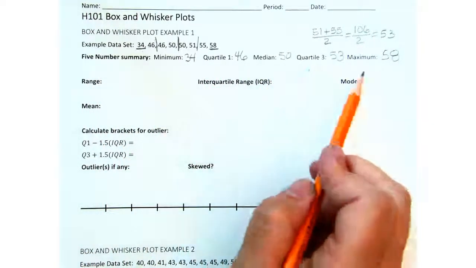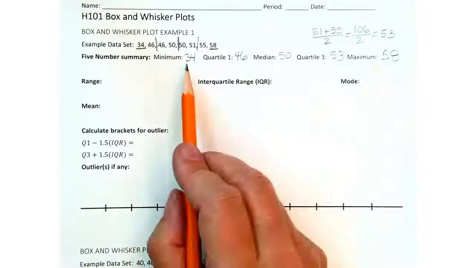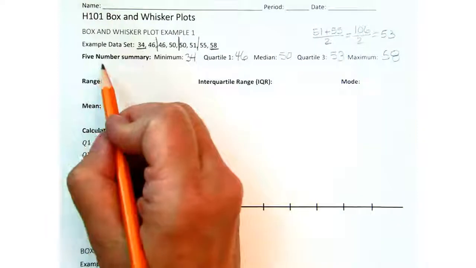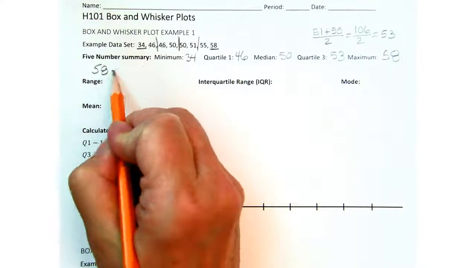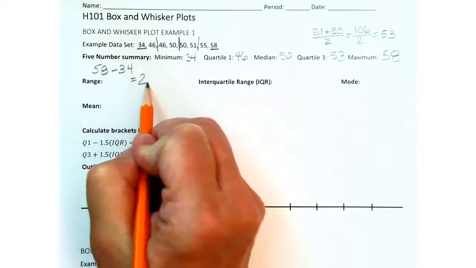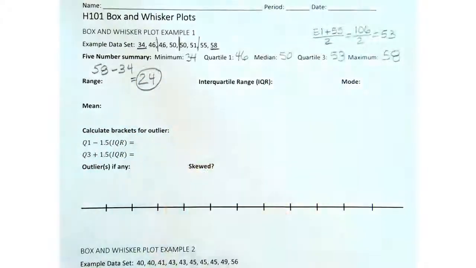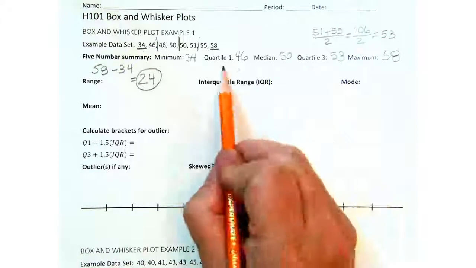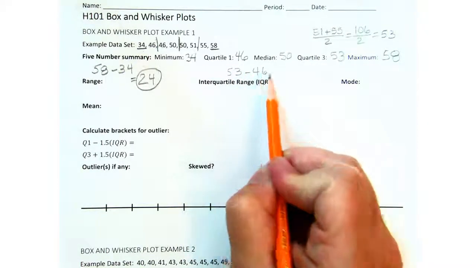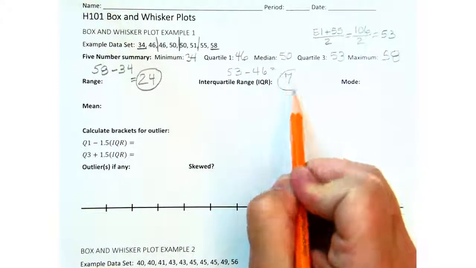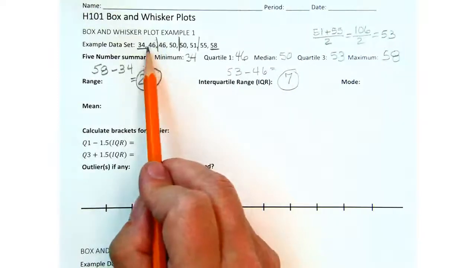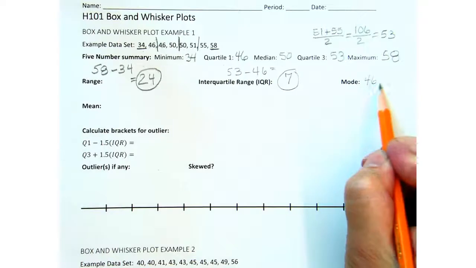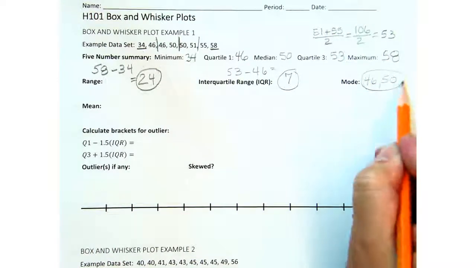box and whisker plot. Before we draw the box and whisker, we will find two measures of spread. The range is the difference between the maximum and the minimum, 58 minus 34, or 24. The interquartile range is the difference between the quartiles, 53 minus 46, or 7. The mode is simply the number that shows up the most often. In this case, there are two modes, 46 and 50.